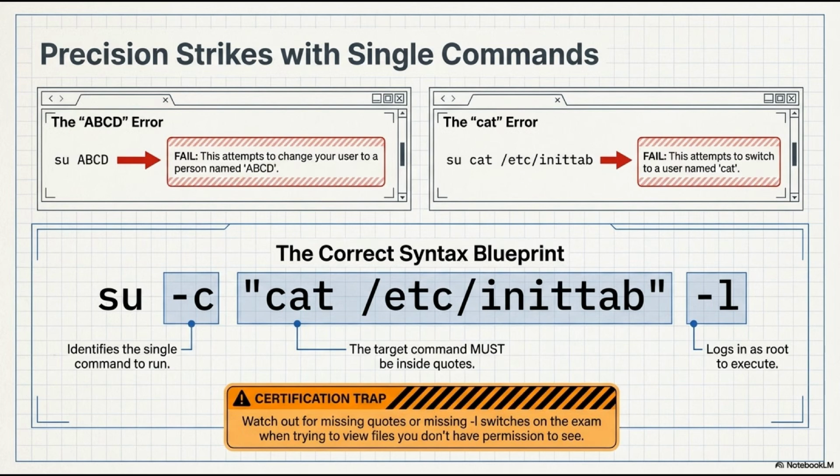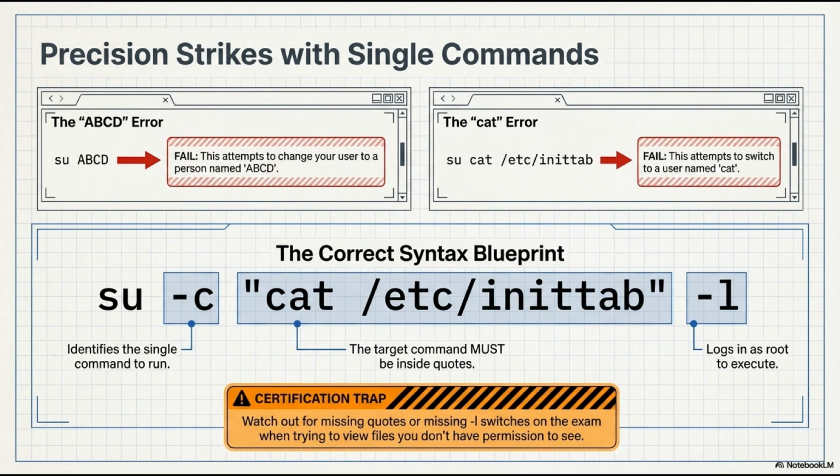Okay, that makes sense. But the real exam trap here is that -l at the end. Why do I need -l to just read a text file? Well, the -l ensures the subshell spawned by su is a login shell. Ah, back to the environment. Yes. It sets up the proper pathing and environment variables before executing the command string. Depending on the command you are wrapping in those quotes, lacking the -l can cause the execution to fail silently.